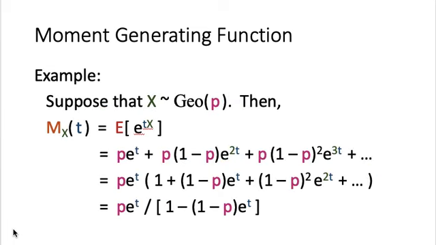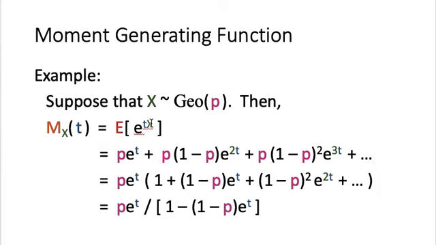Okay, so let's see an example. Suppose that x is a geometric random variable with parameter p. Then, based on the definition, the moment generating function of x will be a function of t in this form, so it is equal to the expected value of e to the power tx. Now, what is the expected value of this one?